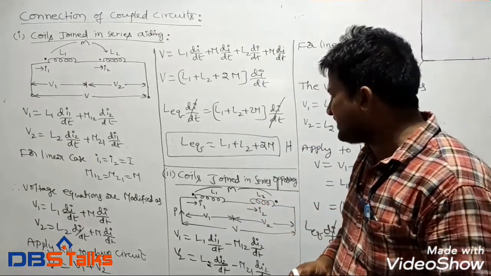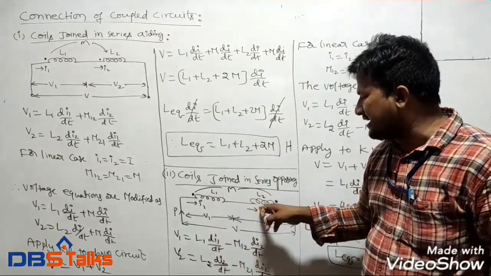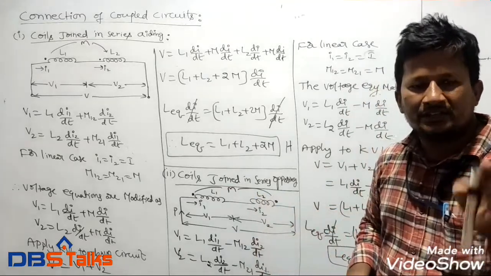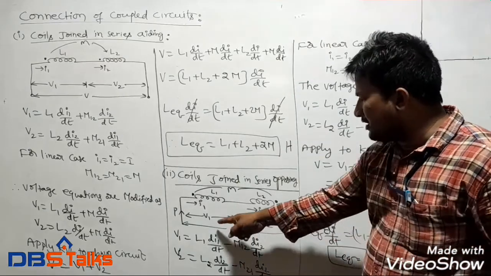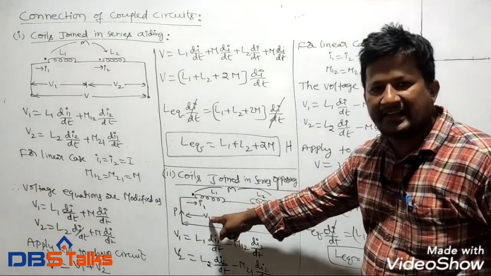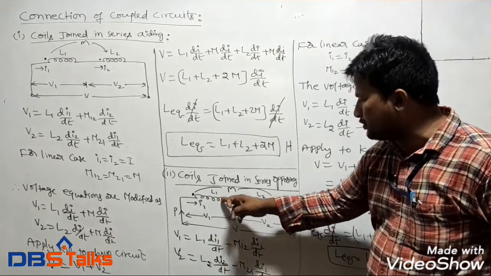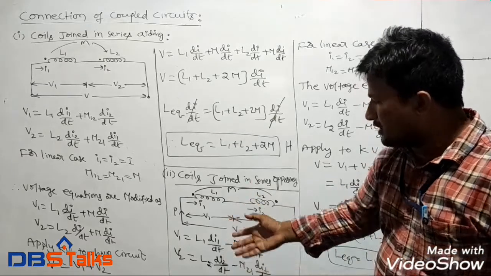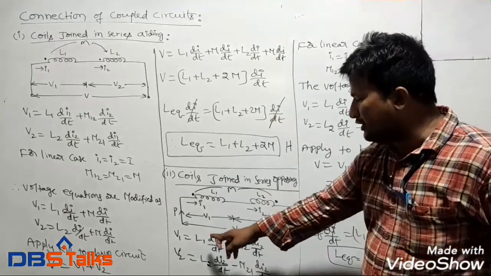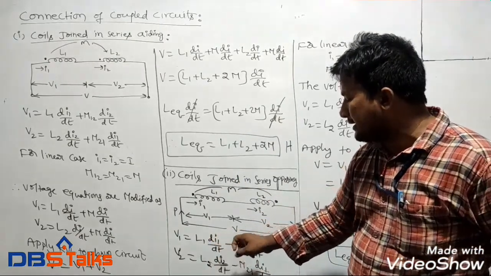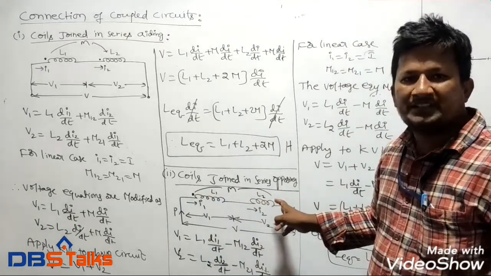Now go for the second case, coils joined in series opposition. Both coils have the same current direction but different dot positions. That's why the two coils are in series opposing. The voltage across inductor L1 is V1, across inductor L2 is V2, and the total voltage between these two coils is V. Now write down the voltage drop equations across both coils. V1 is equal to L1 dI1 by dt. Here minus, because the dot positions are different, not the same.